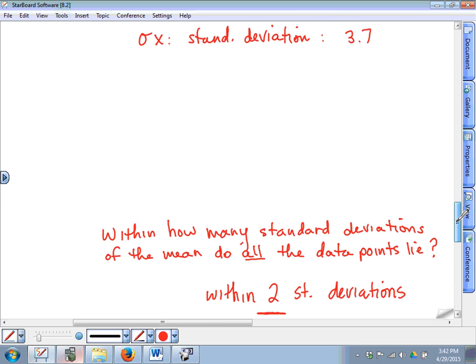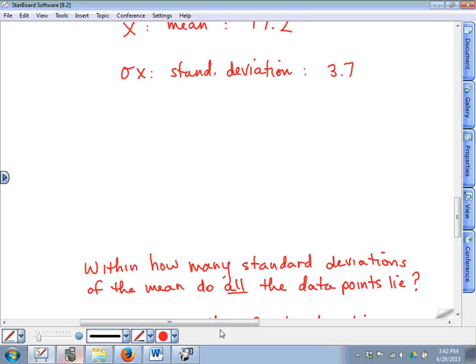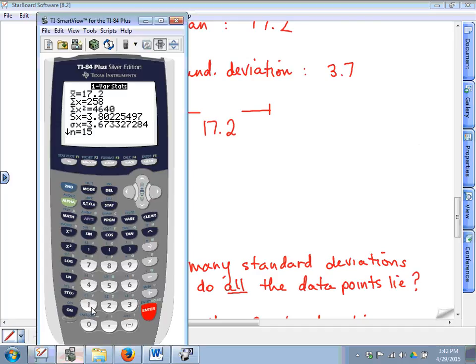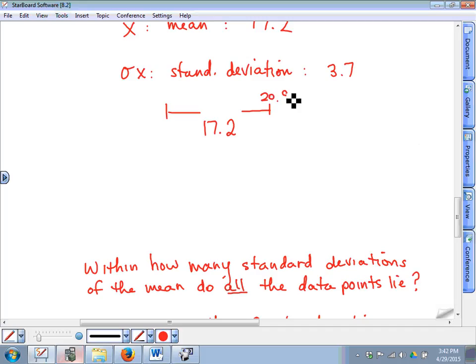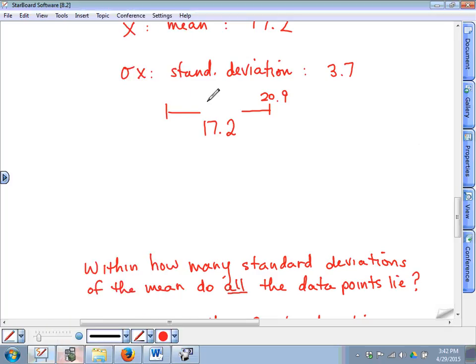Okay, so here's the question you would have to answer on your homework for a question like this. Within how many standard deviations of the mean do all of the data points lie? So we've got the mean right here. This is just like what I showed you a few minutes ago. We've got the average of 17.2. If we add and subtract on either side one of the standard deviations, so we start with 17.2 and add 3.7, that's going to be 20.9. And then on the other side you subtract 3.7, so 17.2 subtract 3.7, that's 13.5.